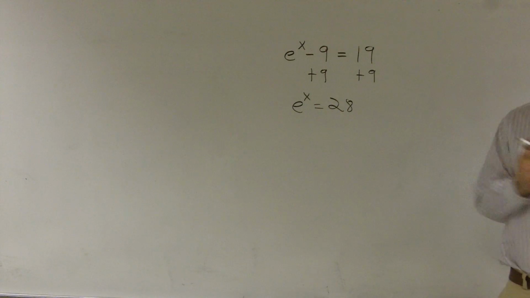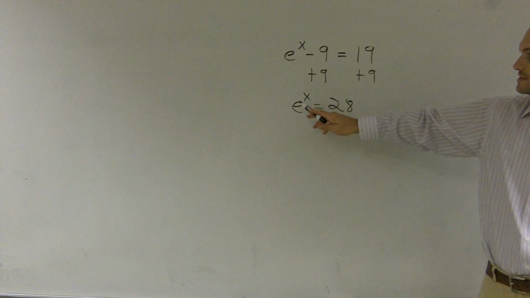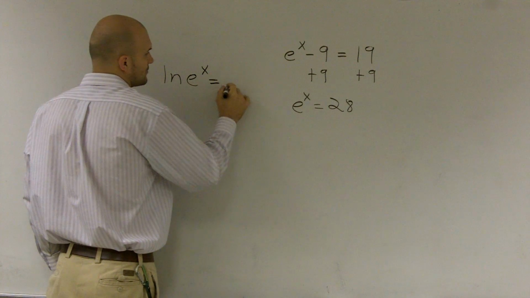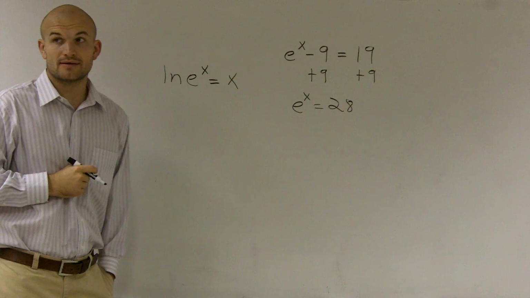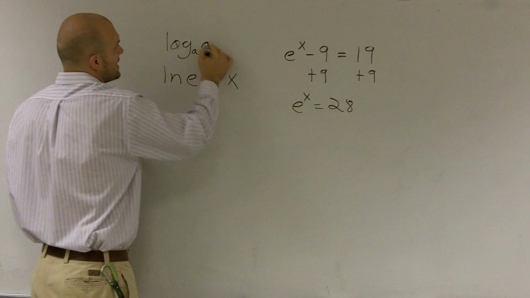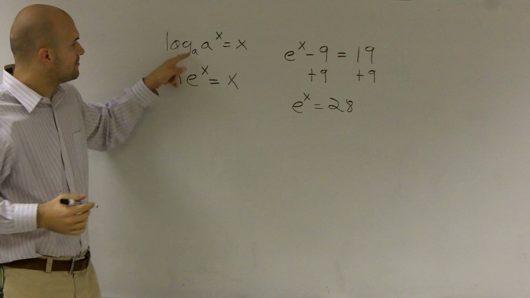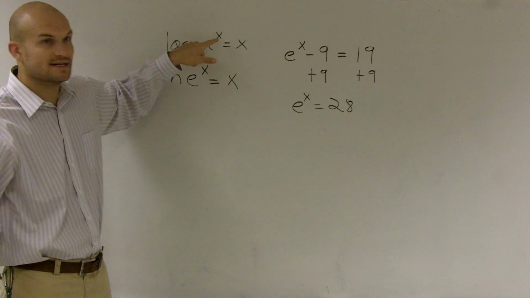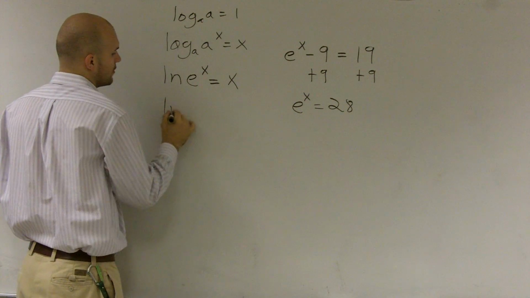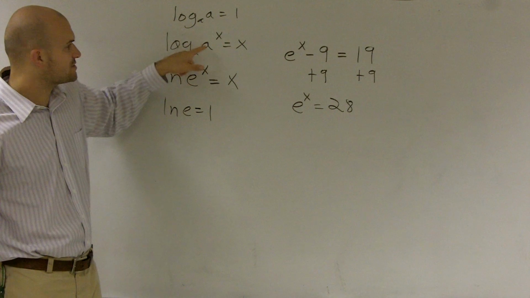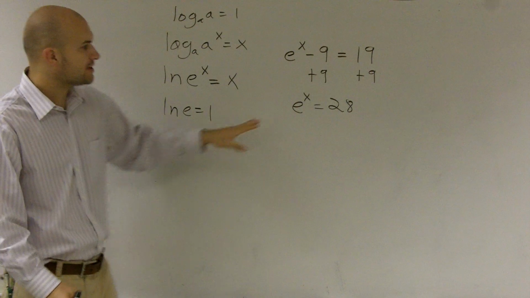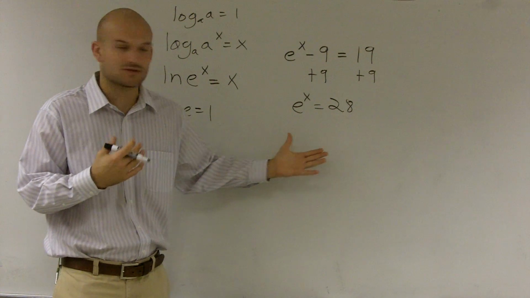So what we can do is we can either put it in logarithmic form, or another way we can look at this is, if you guys remember this property, ln of e raised to the x equals x. You guys remember that? Anytime you're evaluating a logarithm with the same base, like log base a of a, it's going to equal 1, or ln of e equals 1, right? A raised to what power gives you a? It's 1, right? e raised to what power gives you e? It's 1.